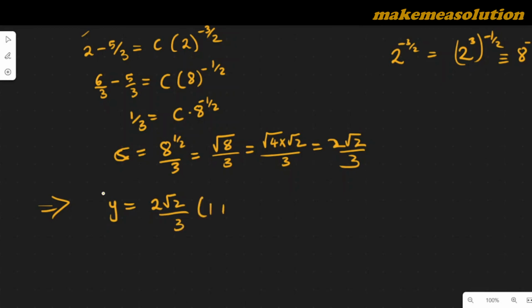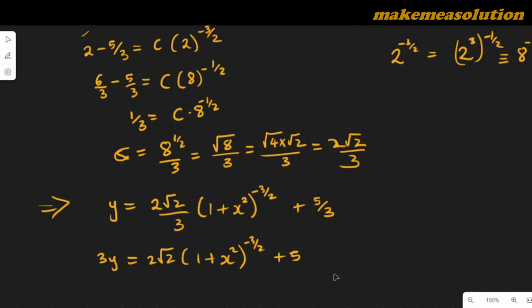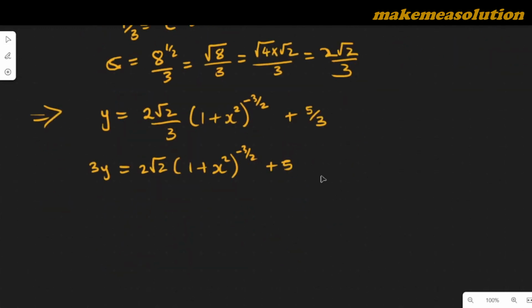then we now have (1 + x²) raised to the power of −3/2, then we now have plus 5/3. Assuming we decide to multiply all through by 3, we are going to have 3y = 2√2 (1 + x²)^(-3/2) + 5. If we go on further, we're going to get 3y − 5 = 2√2 (1 + x²)^(-3/2).